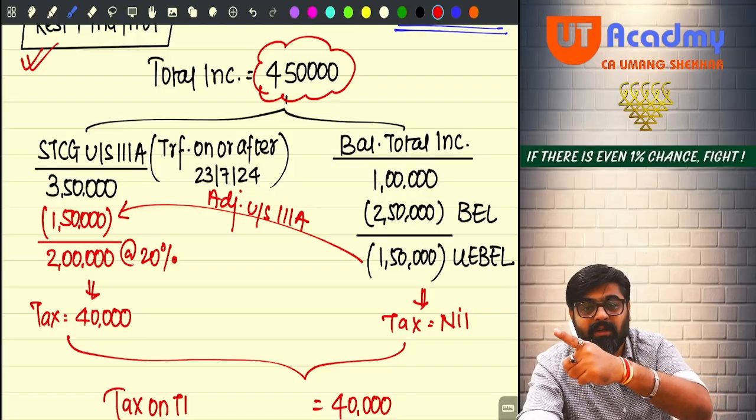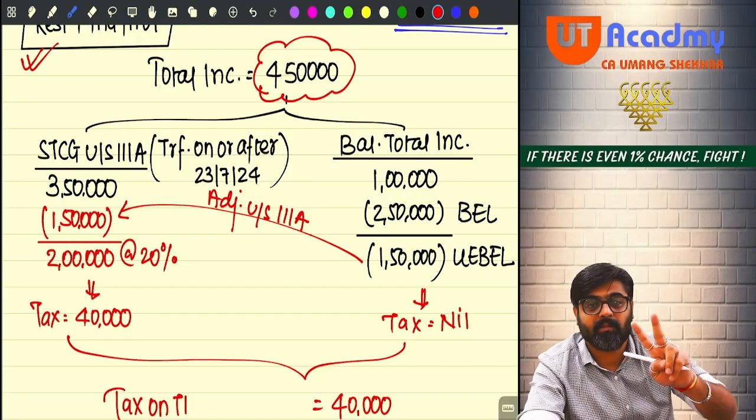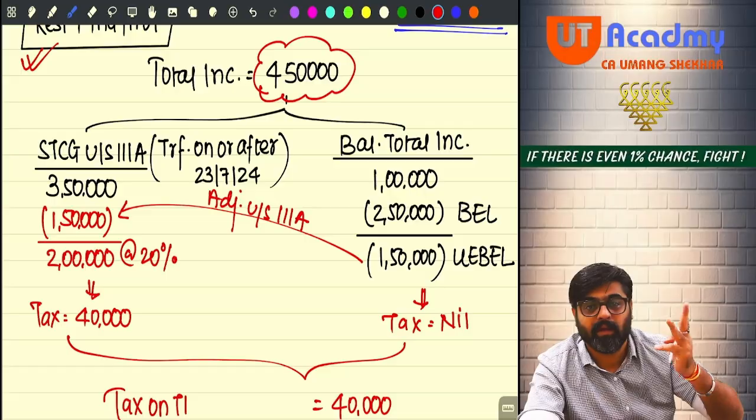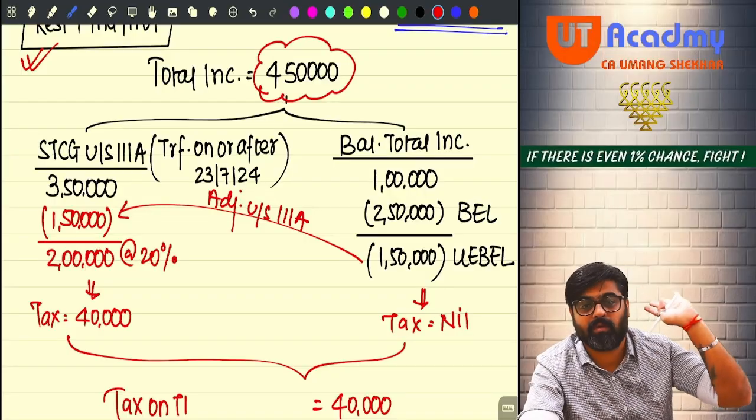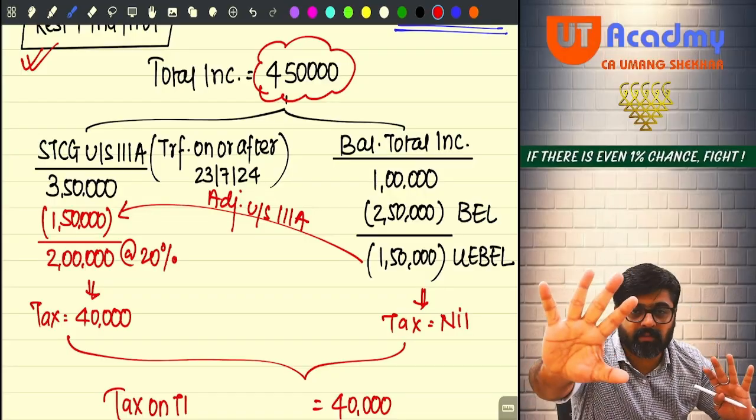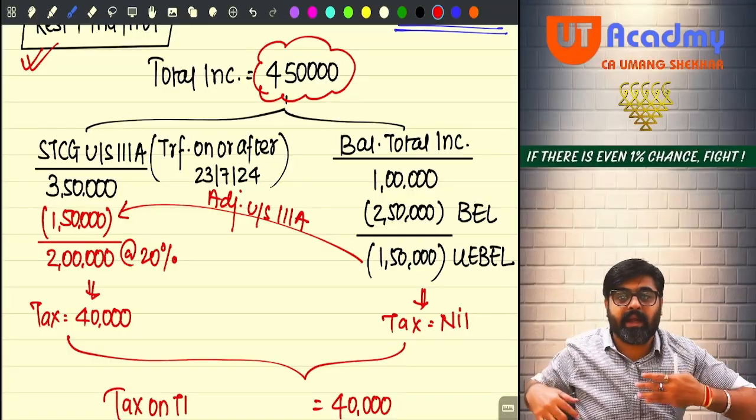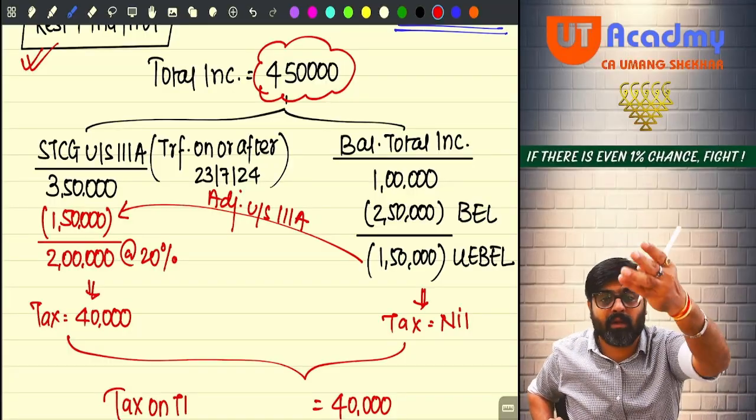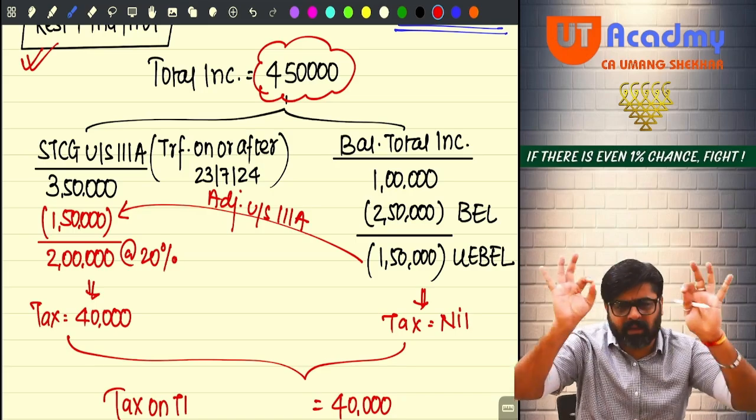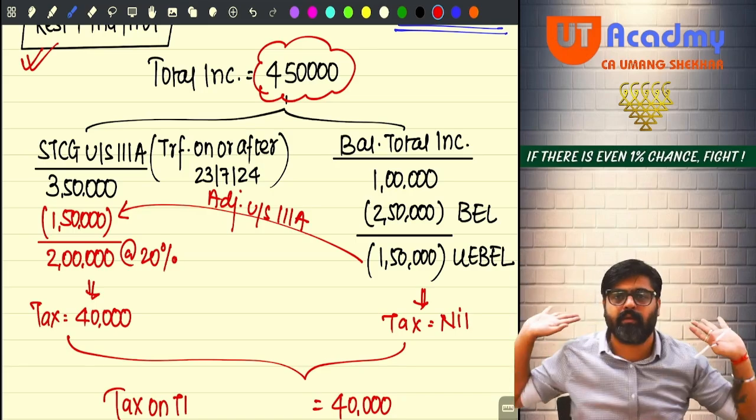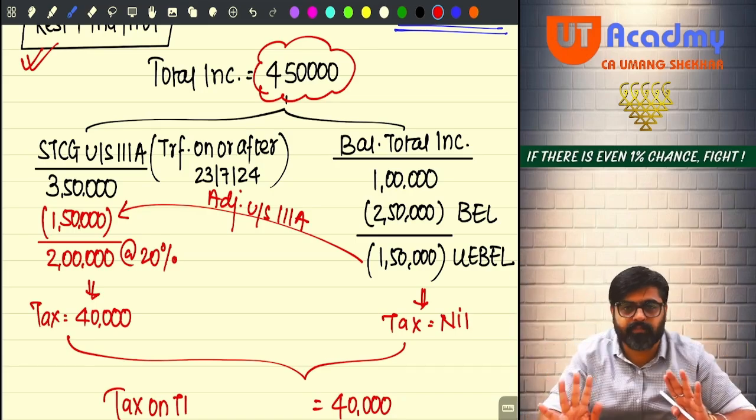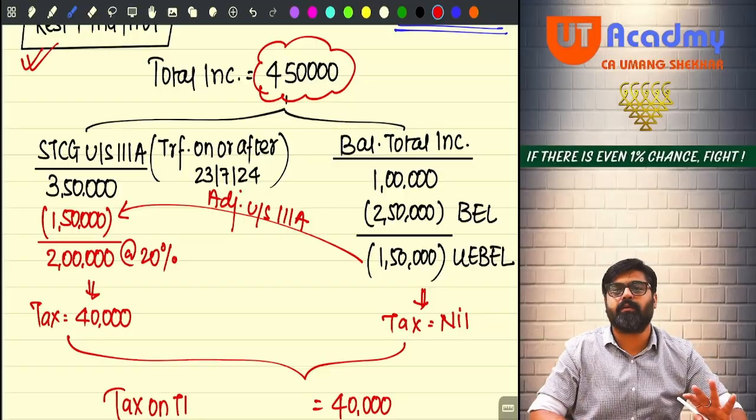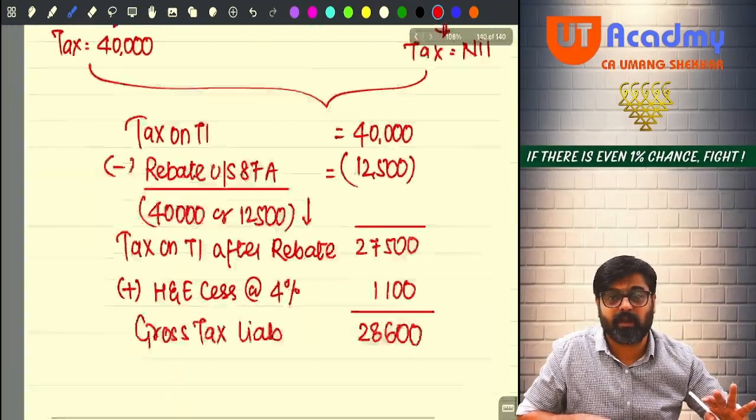Unexhausted basic exemption limit can be adjusted only against these three incomes. Number 1, short term gain 111A. Number 2, long term gain 112A. Number 3, long term gain 112. If instead of short term gain 111A, I had long term gain 112 or long term gain 112A, I would have done the same thing. Not a single change. Will you be able to do it? Sure, sir.